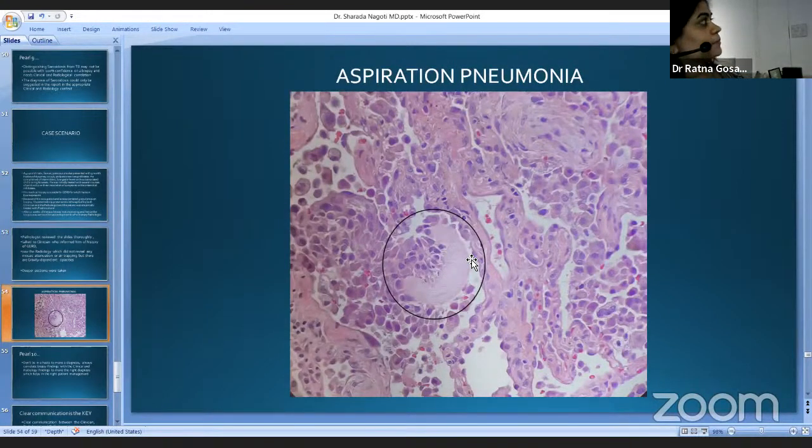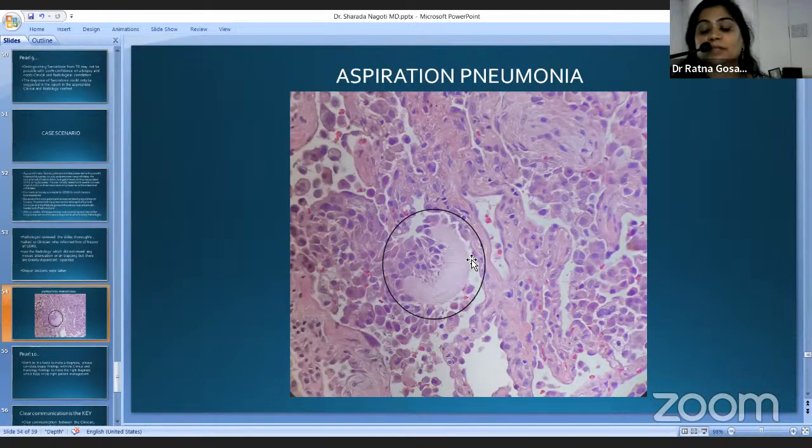So what is this? Any guesses? This is nothing but aspirated vegetable material. So this is a case of aspiration pneumonia.